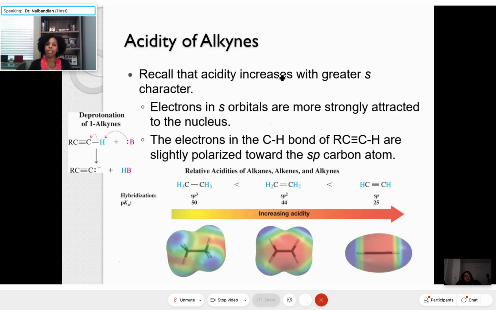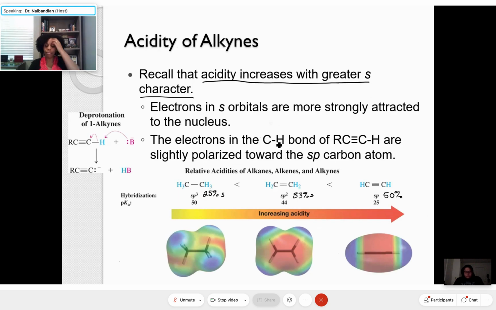All right, then let's think about acidity. So again, this is something we've talked about before. Acidity increases with greater S character. So how much S character does an sp3 hybridized carbon have? 25% S character. What about sp2? 33% S. What about sp? Now we're at 50%. We already said this before. I think we talked about this in like chapter 2 maybe. We said that between alkanes, alkenes, alkynes, alkynes are the most acidic. Because they have the most S character, the electrons are being pulled toward those carbons.